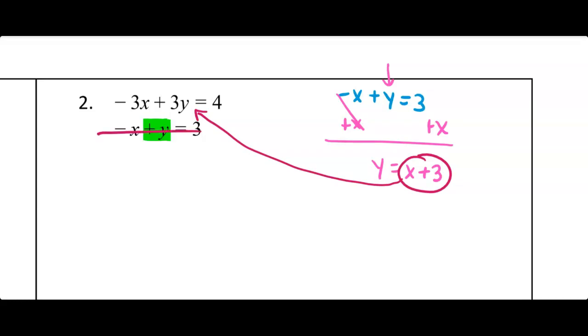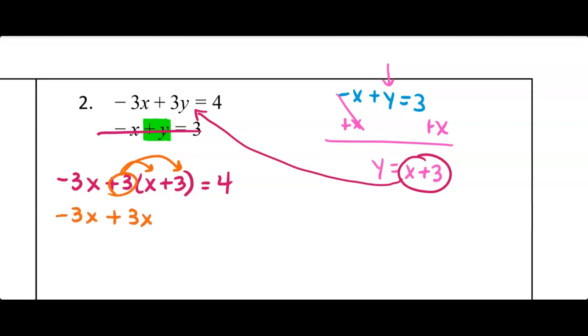So once again, we have it solved for y, so we're going to plug in for y in the top equation. So we have negative 3x plus 3 times x plus 3 equal to 4. Remember, at this step, we should be left with only one variable. Distributing our positive 3 into the parentheses, we get negative 3x plus 3x plus 9 equal to 4.